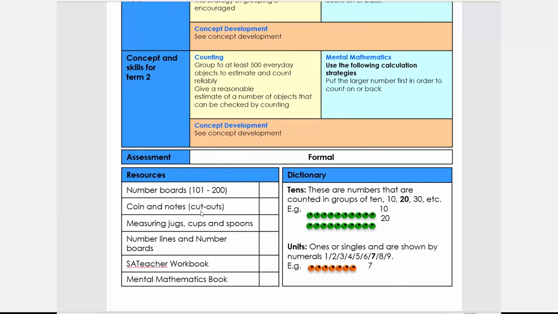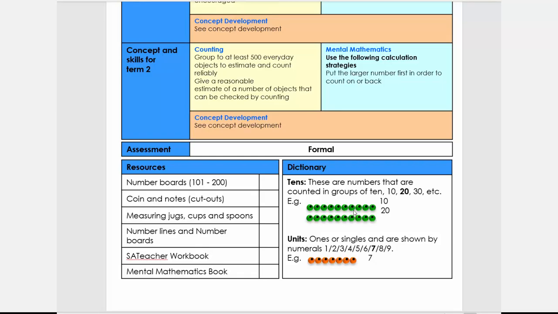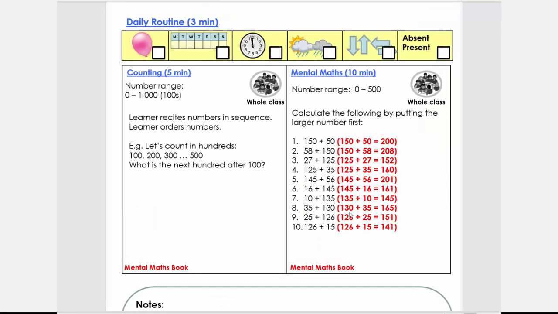I want you to pause here, plan, and prepare your resources. The dictionary is again there for you as parents to understand certain concepts or terminology a bit better. So let's start then with today's activity. So the daily routine, you're going to ask the questions. So you can pause now.